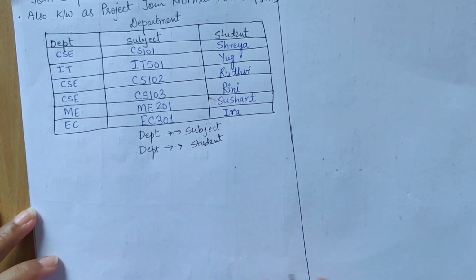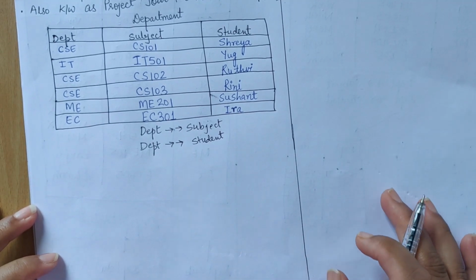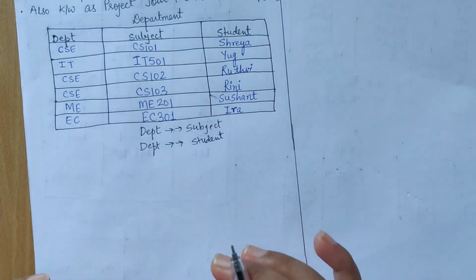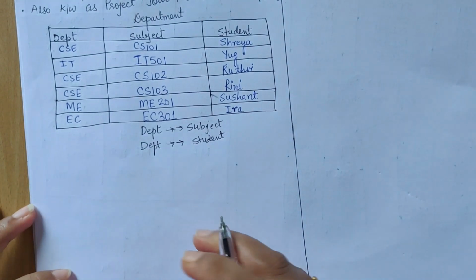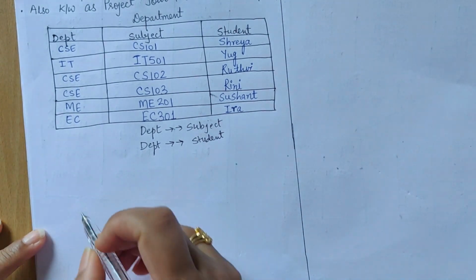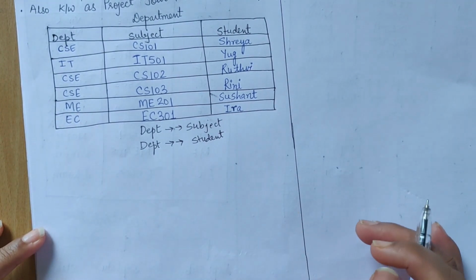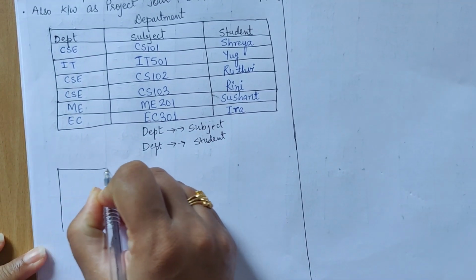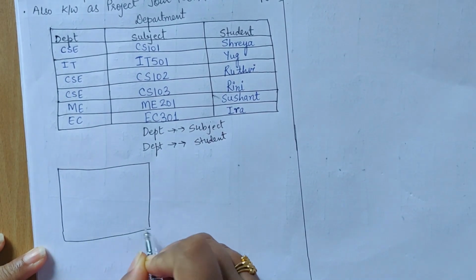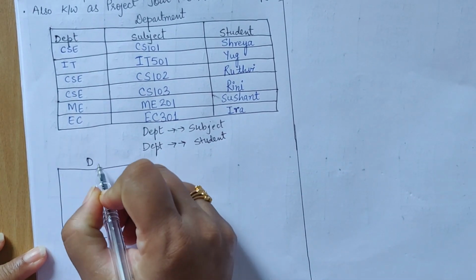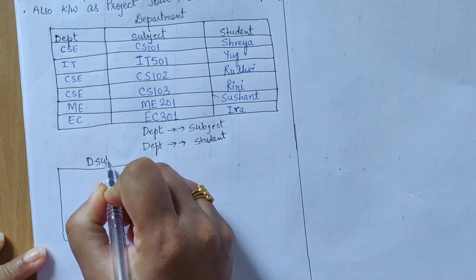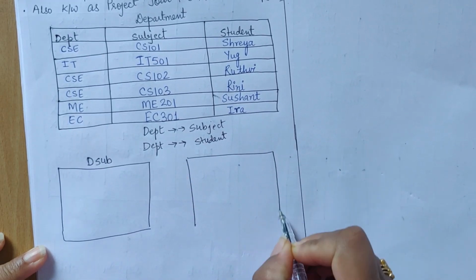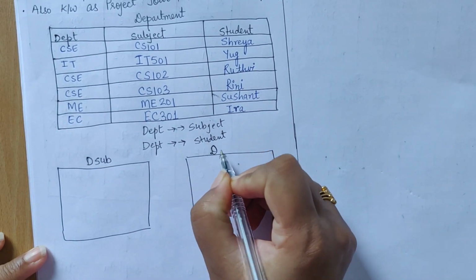To remove multi-valued dependency, I have already uploaded one lecture, so please go and see the lecture on fourth NF. The description and details, a clear explanation, are there. Here I am just decomposing the table. So this table will get decomposed into two tables. The first table, let me name this as D subject, and another table, let me name it as D student.